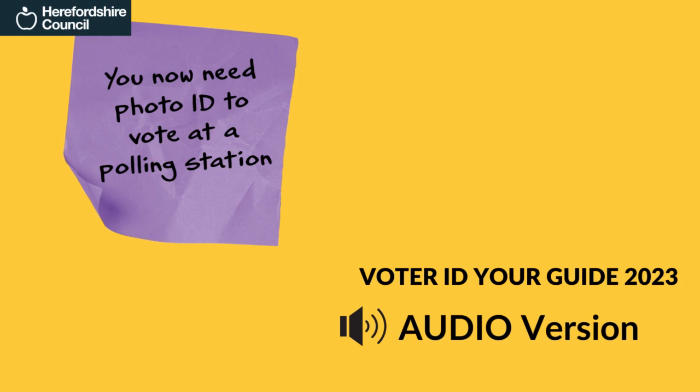When you register to vote, you'll be asked whether you have photo ID or if you want to apply for a voter authority certificate. If you're not sure whether your photo ID will be accepted, call our helpline on 0800 328 0280 or visit helpline.org.uk/voterid.